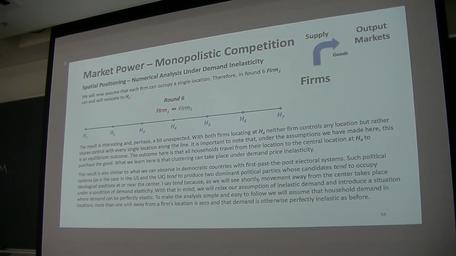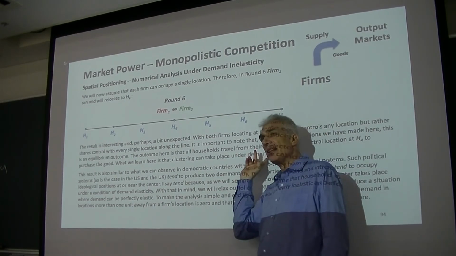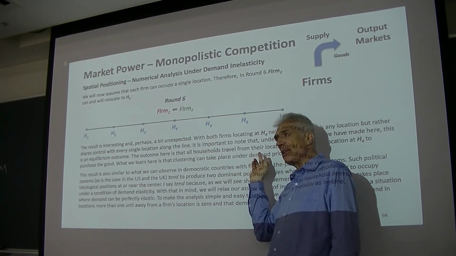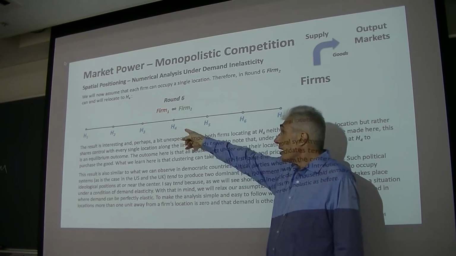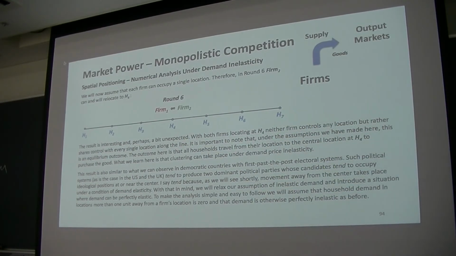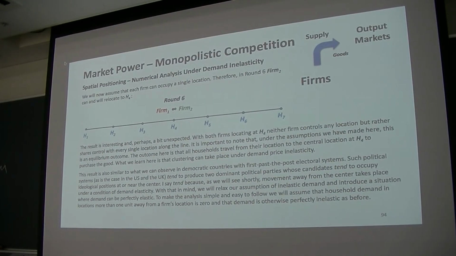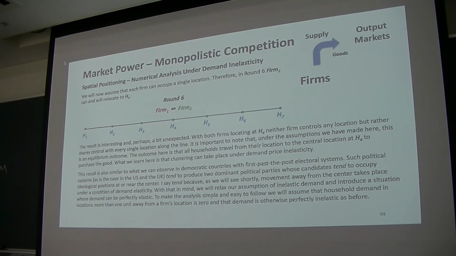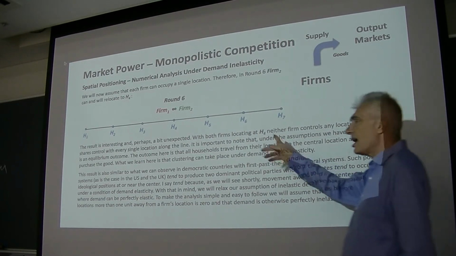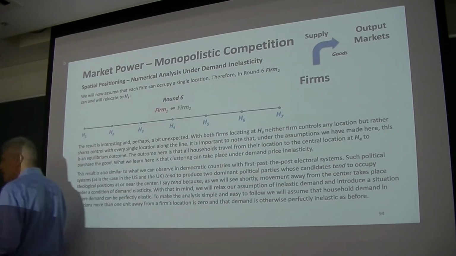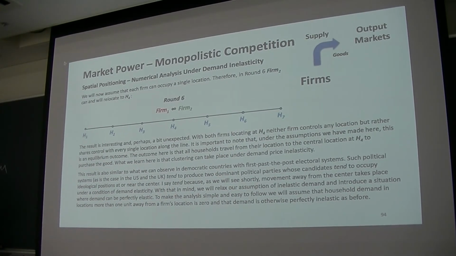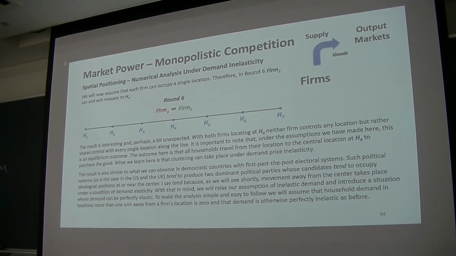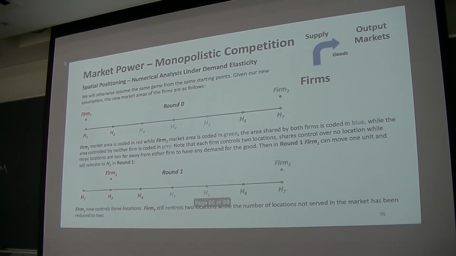So this is the kind of clustering. If there's demand price inelasticity, if movement is inelastic, then there's clustering. So that is a case there. All households travel from their location to the central location to purchase the goods. So this is kind of what's going on with the Montesando. There's some kind of inelasticity that they're willing to travel that distance, so the firms cluster at the center, and they control the whole market, big control of the whole market.